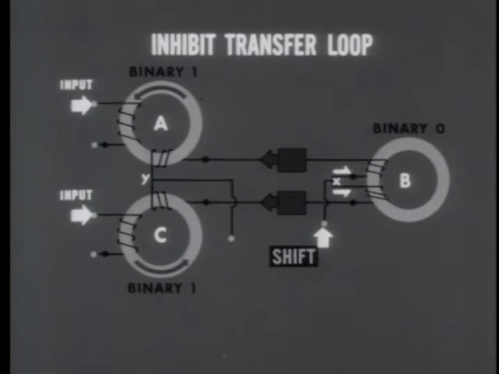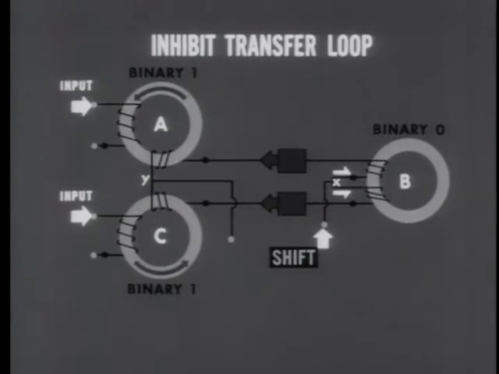At core B, the equal branch currents set up equal but opposing fluxes, which cancel each other out, and leave the core at binary 0. At core A and at core C, they come in as dot pulses and switch the cores to 0. The two branches join at point Y and flow out of the circuit. Thus, the shift pulse cleared cores A and C, but it was unable to transfer the 1 from A to B.